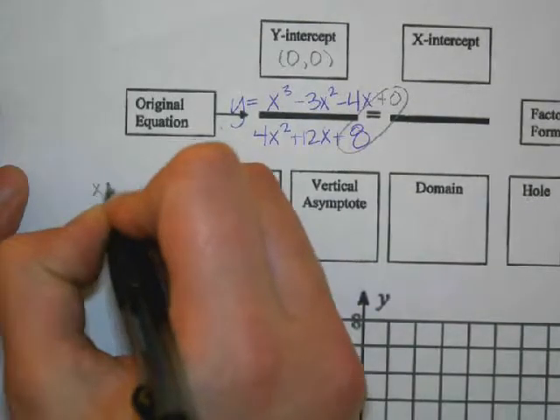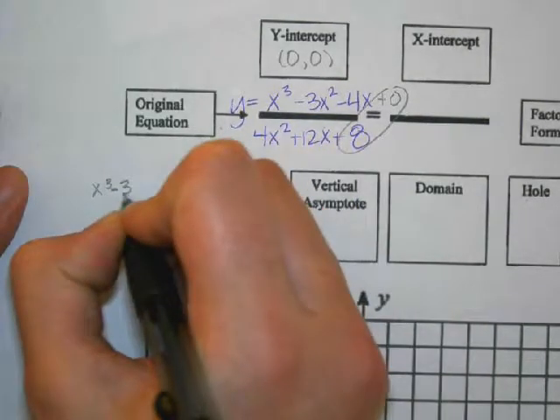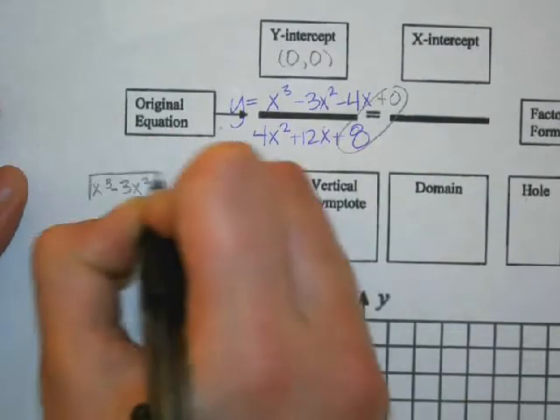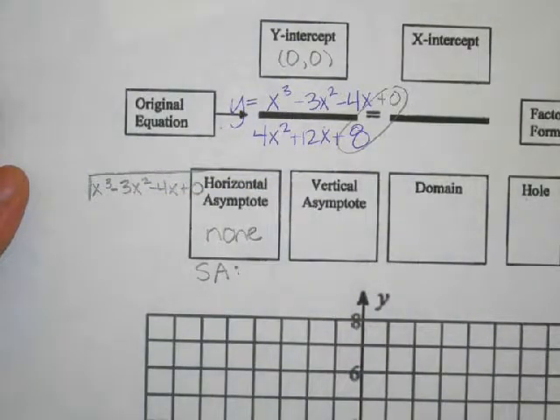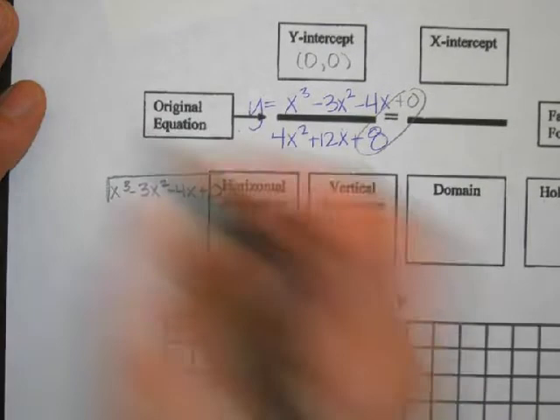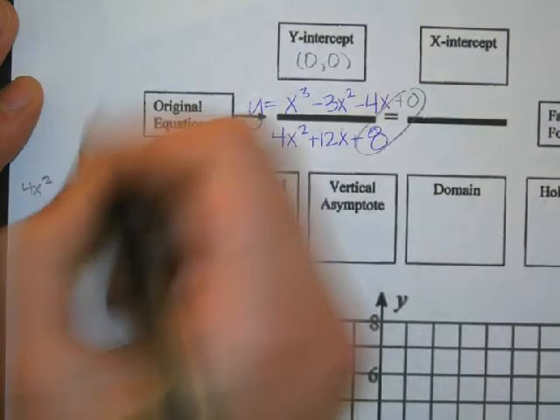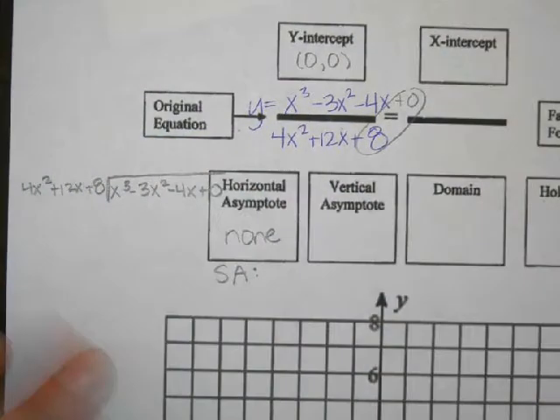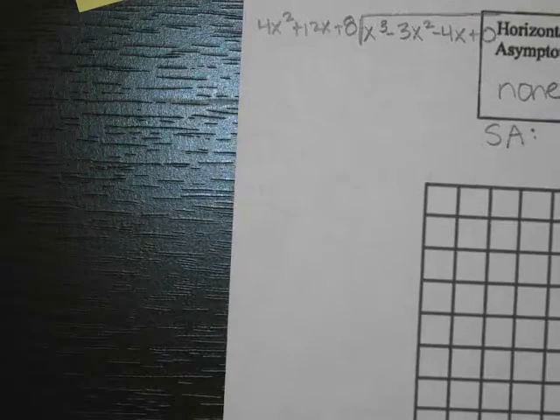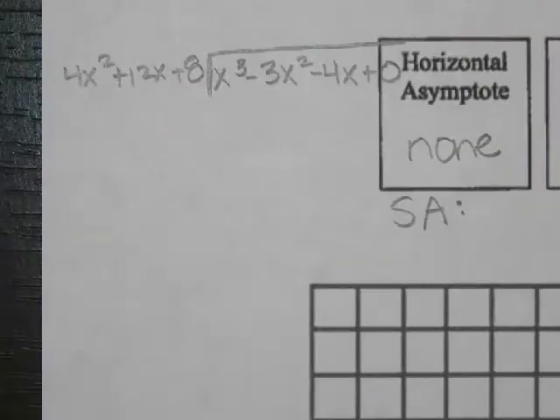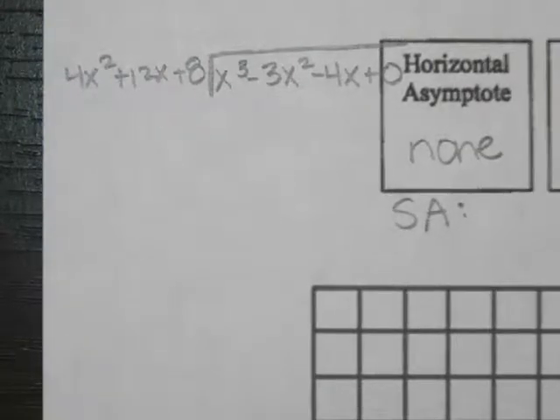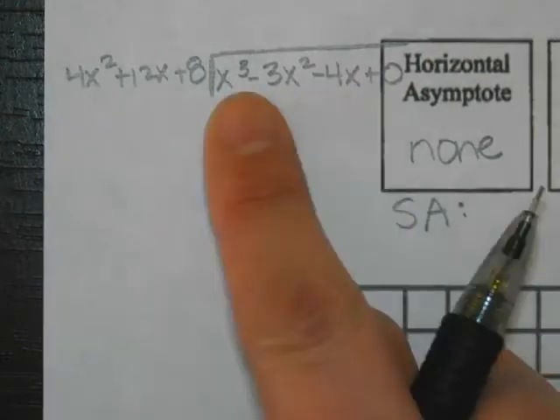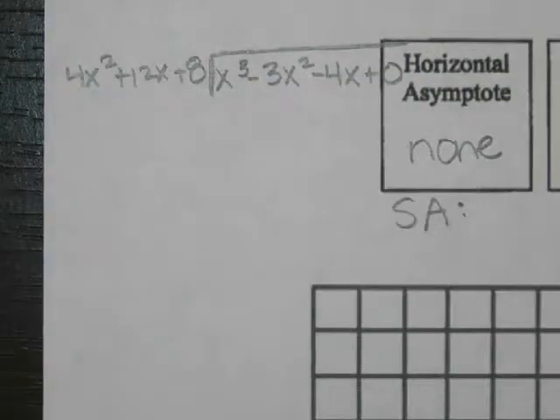So I'm going to do x to the third minus 3x squared minus 4x plus 0 divided by 4x squared plus 12x plus 8. It's not going to matter because you're technically not going to get there, but in long division, whatever goes underneath here is supposed to include every single term, and that's why I put the plus 0 in there.